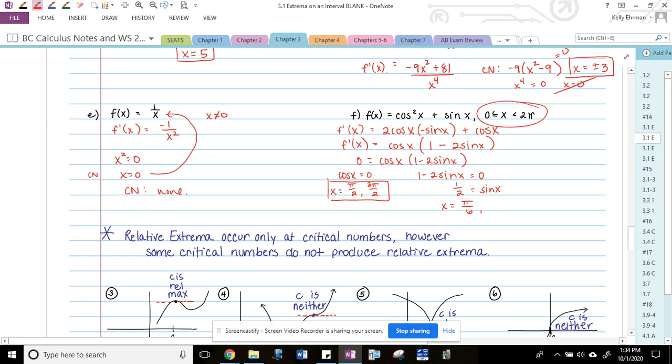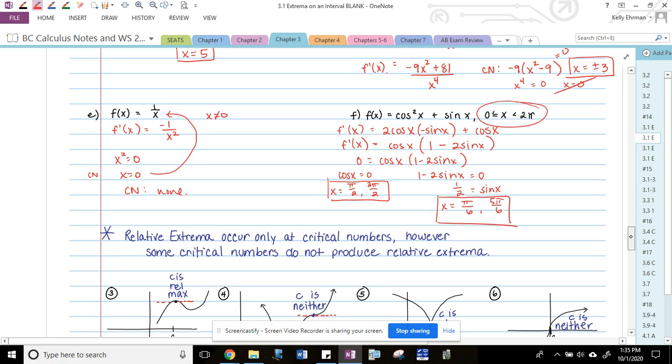Where else is sine positive? Quadrant 2. What's the pi over 6 angle in quadrant 2? 5 pi over 6. All that fun unit circle stuff we did, it actually still is important, and we're going to use it quite a bit for problems like this. Those are all critical numbers because there are no places at which our function is undefined.